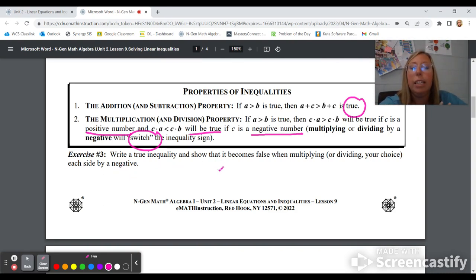For exercise 3, they want you to make up your own inequality that is true, but then becomes false when you multiply each side by a negative. So come up with your own inequality and then move on to the next example.